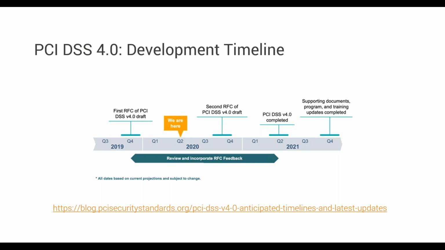So let's start with the 4.0 timeline. And here we can see basically the current state. So last year at the end of October, I guess, there was the 4.0 draft. The first draft was published to all auditors, all QSAs, and we were able to provide feedback within 3 or 4 weeks to the PCI Council.